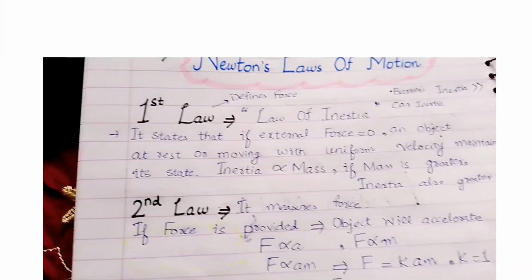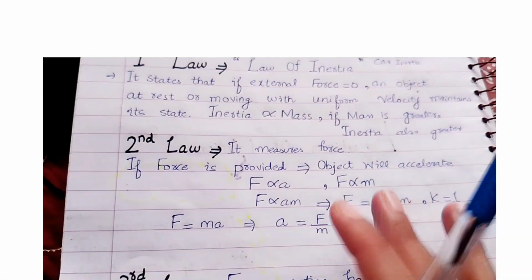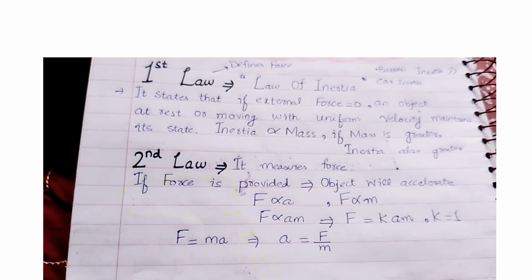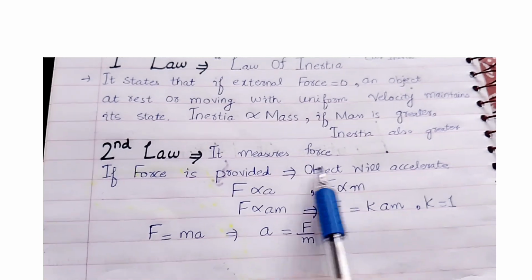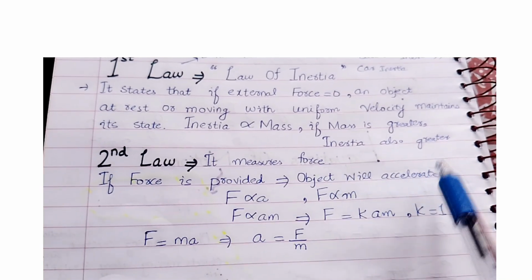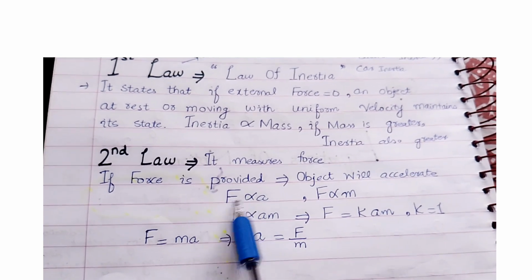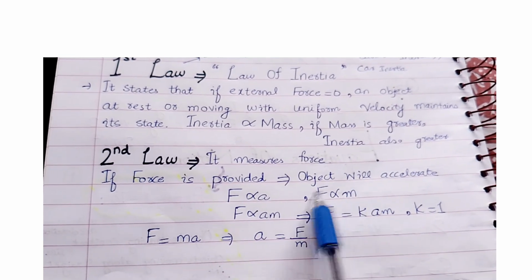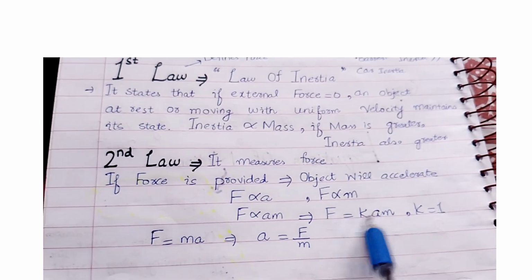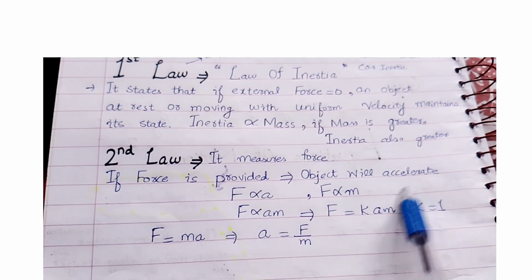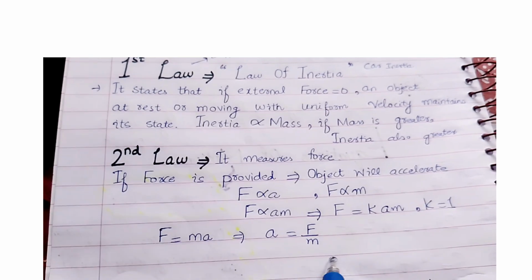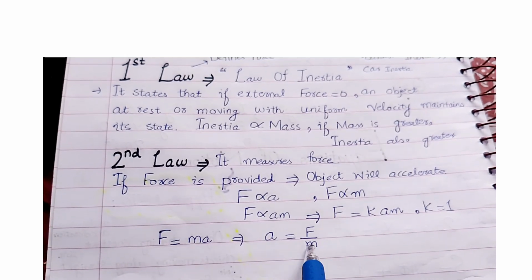Okay, I just want to revise the other laws for you as well, so that if any question comes related to the second law or third law, you know it. The second law measures force. It states that if a force is provided, the object will accelerate, and force is directly proportional to acceleration, and force is also directly proportional to mass. So F is directly proportional to ma. We can write the constant as k, and the constant value is 1, so F is equal to ma, and we can calculate the acceleration by the formula a is equal to F over m.